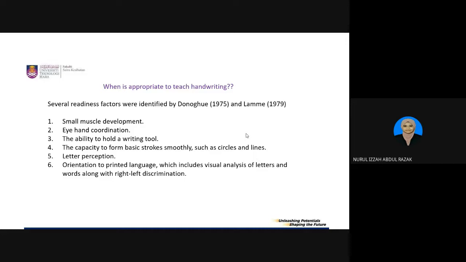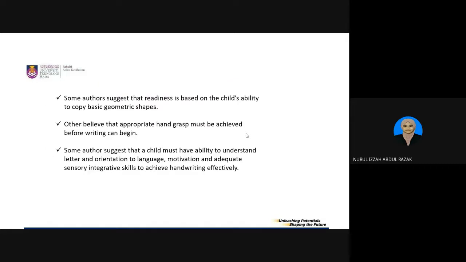Then the next one is letter perception. Letter perception ni include ability the kid untuk recognize form, lepas tu untuk dia notice persamaan dan perbezaan antara bentuk-bentuk huruf ataupun shapes yang dia tengok tu, dan untuk dia plan any movement necessary untuk menghasilkan sesuatu huruf tersebut. And the last one is the orientation to printed language, which includes the visual analysis of letters and words along with the right-left discrimination.